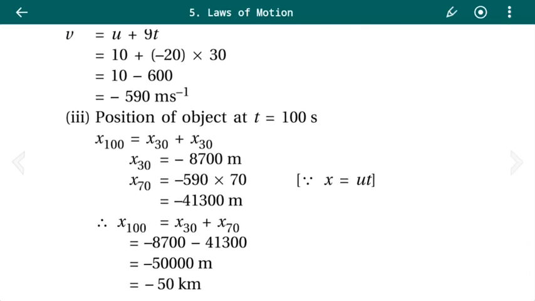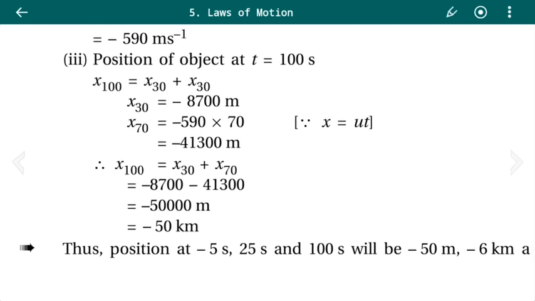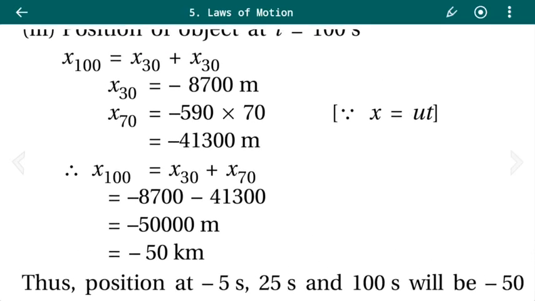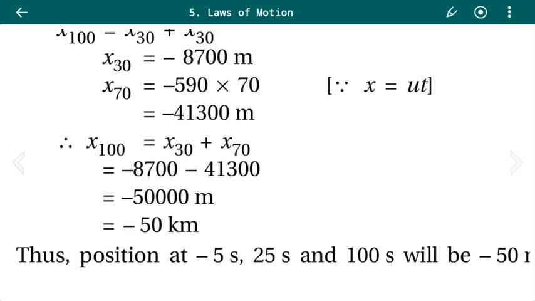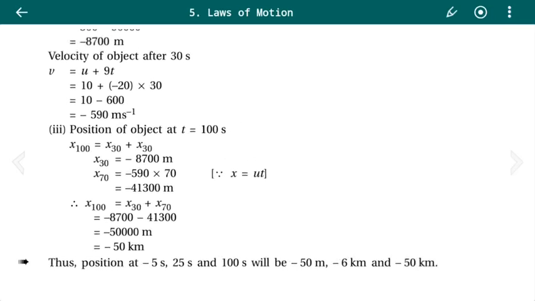So now the position of the object at t equals 100 seconds, we can write as position of the object at 30 seconds and position of the object at 70 seconds. So at 30 it is minus 8700 meter and at 70 it is minus 590 into 70. So we get minus 41300 meter. So x100 is equal to x30 plus x70. So that will be minus 8700 minus 41300, which is minus 50,000 meter, which is equal to minus 50 kilometer.